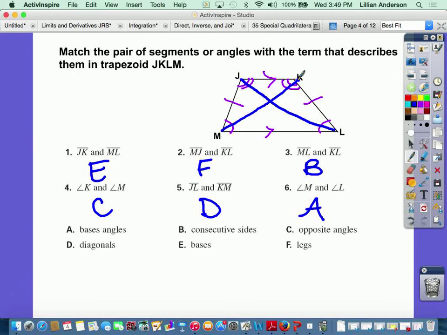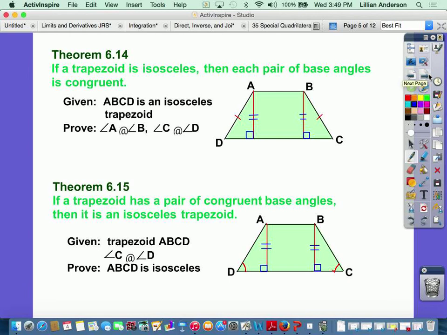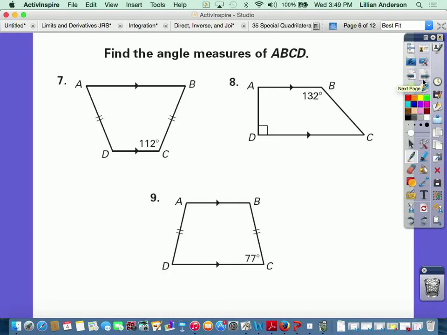And last one, angle M and angle L, they're what you know as base angles, okay? Base angles are located at the bases. If it's an isosceles trapezoid, the base angles are congruent. And that's what the next theorem says. If you have an isosceles trapezoid, then each pair of base angles are congruent. And vice versa. If a trapezoid has a pair of congruent base angles, then you know it's isosceles.